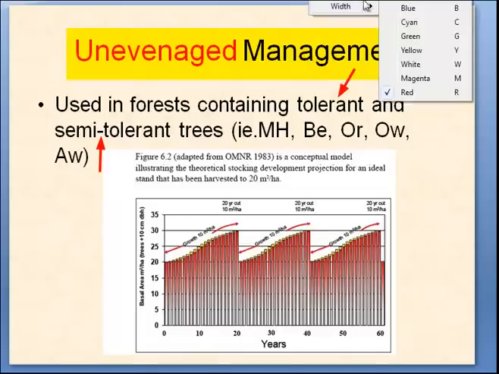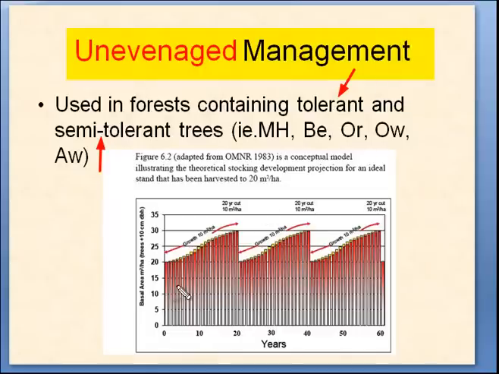Let me try that again. Yellow. There we go. So if you can see here, this is called a sawtooth graph, and you can see how it goes up. Over the span of 20 years we let the forest grow, then we cut it down. And what are we cutting it down to? We're cutting down the basal area.